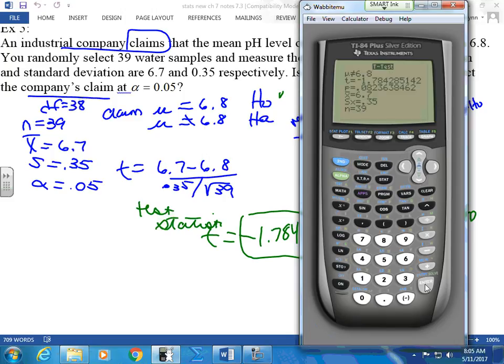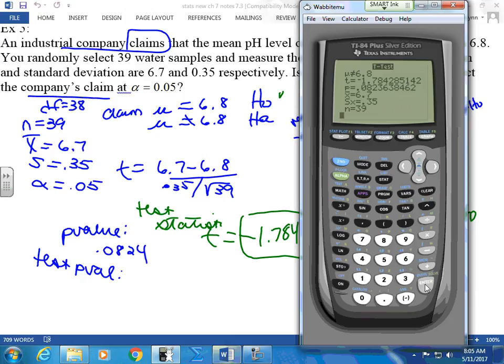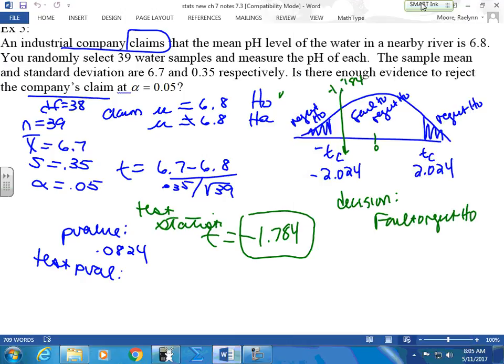Calculate. There's my t-score. You can always take your t off of here, but you need this to get your p-val. So if I'm looking for my p-val, it's right there. The value under my curve. 0.0824. Round it. So to test for p-val, I do not need to make this cutoff value. I just need to do this.